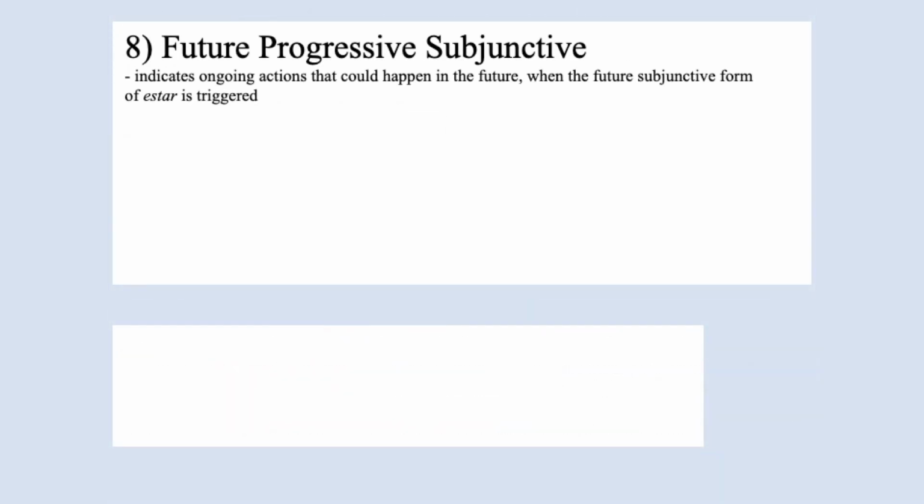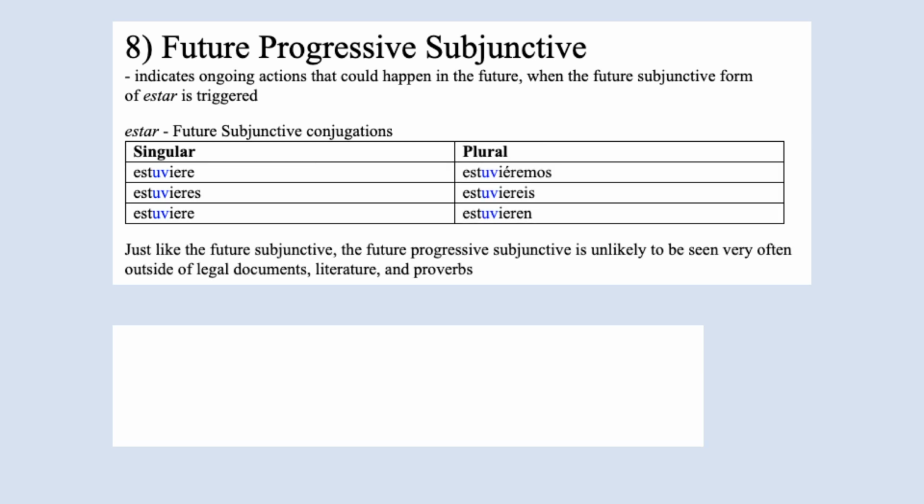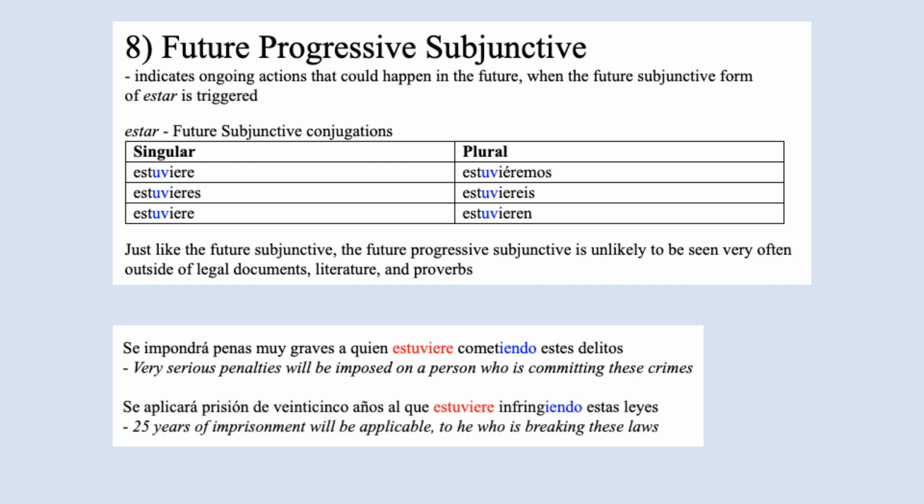The future subjunctive, as we know, is very rare to begin with, so the future progressive subjunctive is also going to be very rarely seen. But here are a few examples. Se impondrá penas muy graves a quien estuviera cometiendo estos delitos. Se aplicará prisión de 25 años al que estuviera infringiendo estas leyes.